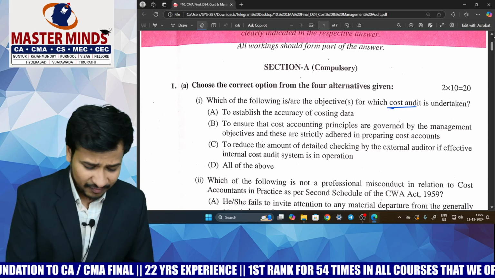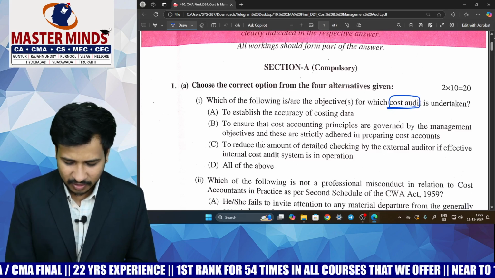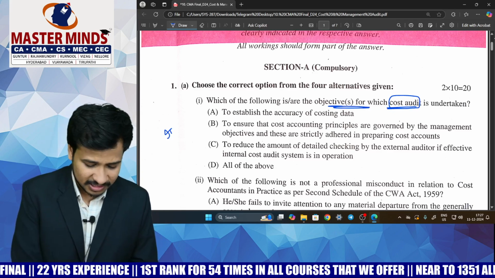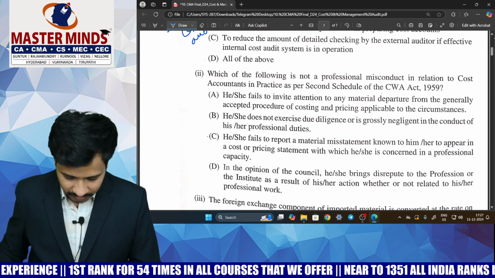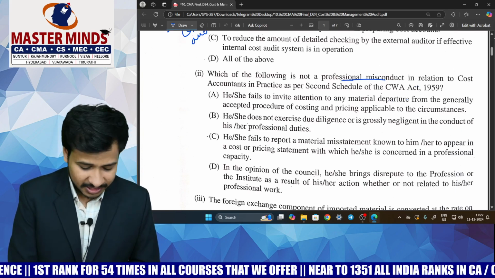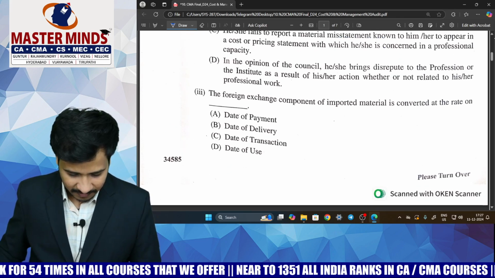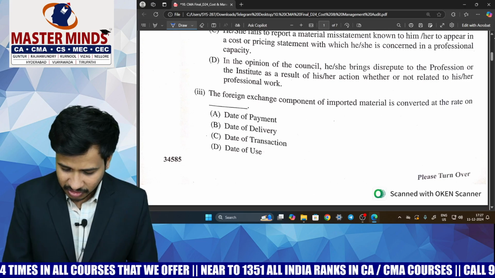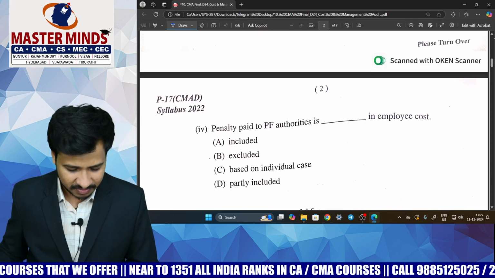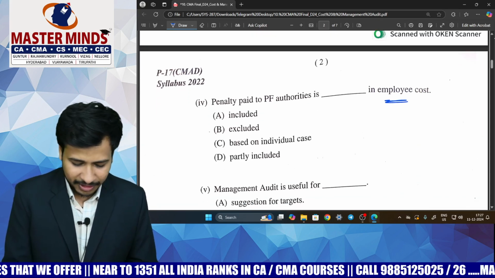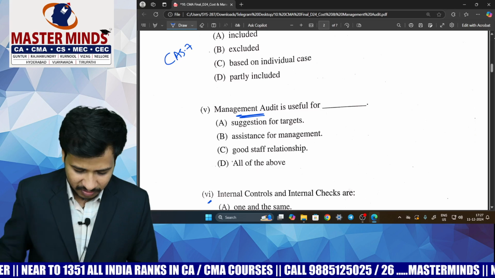Let me start with the MCQs. The first question, the objective of cost audit, is nothing but introduction to cost audit. Professional misconduct is cost auditor, professional ethics and responsibilities. The exchange component of imported material relates to cost accounting standards, strictly CAS number 6. Employee cost relates to CAS number 7. And this, of course, relates to management audit.